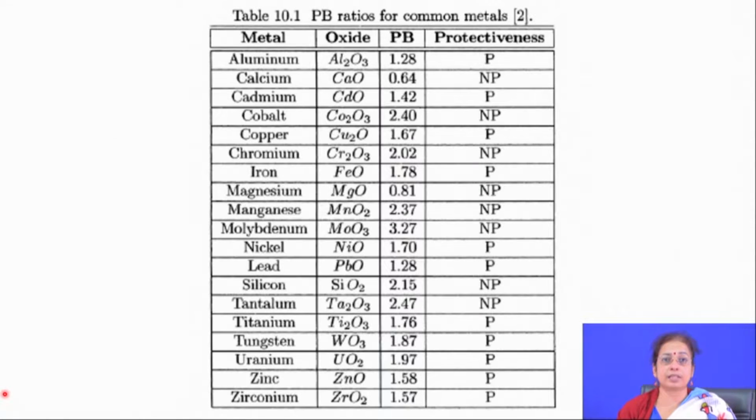So, you can understand that depending on the element which is forming the oxide, the protectiveness of the film actually varies. So, you have to be careful in choosing the element for developing the alloy, so that the film which is formed on the surface because of the oxidation of the individual element is highly protective in nature.